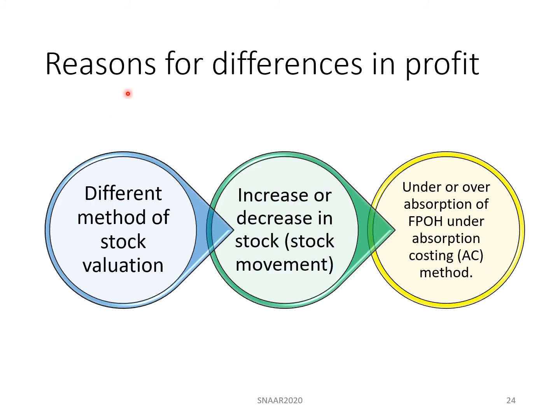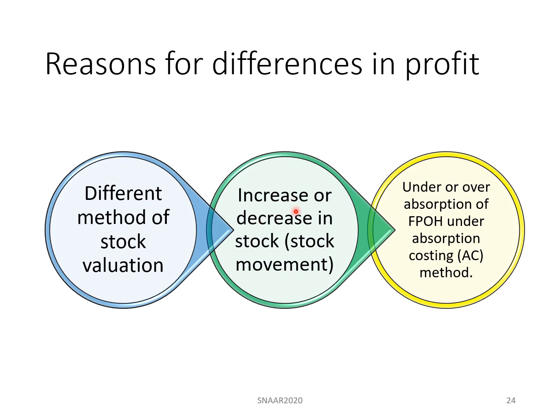So, kita dah habis tentang the calculation. This part onwards adalah theory parts where kita akan tengok the reasons for differences in profit. Kenapa ada beza dalam profit MC dengan AC? So, first one because of the different method of stock valuation. Right, because satu tu kita guna marginal costing, satu lagi guna absorption. So, product cost pun dah berbeza.